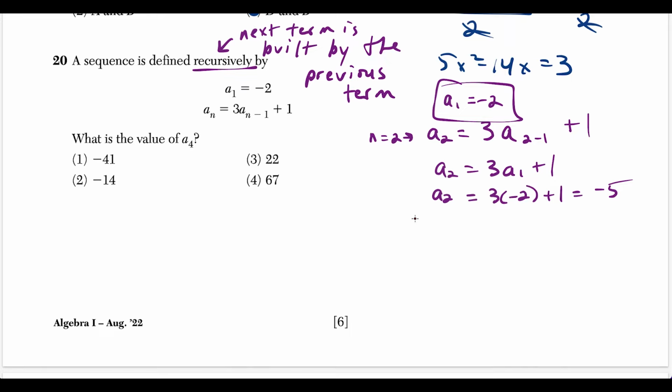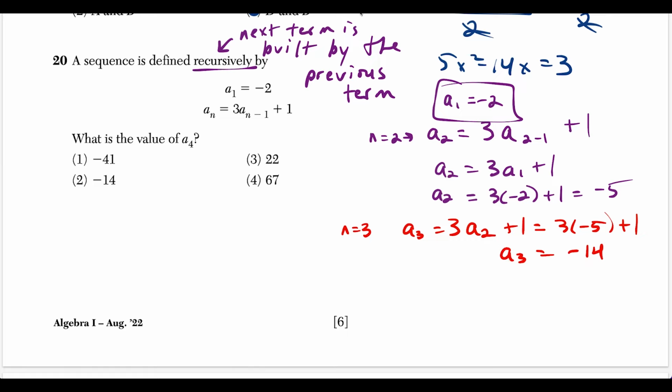But then when we get to the next term here, a sub 3, you'll start to notice the trend: it's going to be 3 times, and this would be n equals 3. If we plug in n equals 3, and we have 3 minus 1, that's going to give us a subscript of 2. So we'll have 3 a sub 2 plus 1, and this is going to be 3 times negative 5 plus 1, and negative 15 plus 1 is going to give us negative 14. So this is the value for a sub 3.